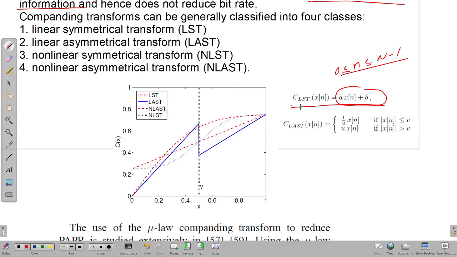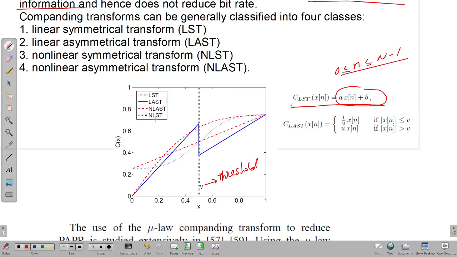You can see that CLST, which is a linear symmetrical transform, follows this line, and the separation that you have here, V, is some threshold value. When the signal crosses the threshold value, maybe the value at which you want to limit the peak of this signal.